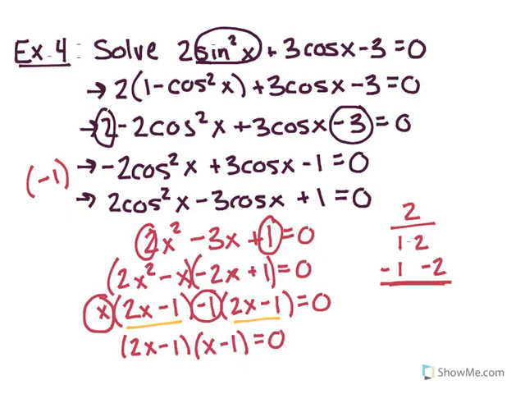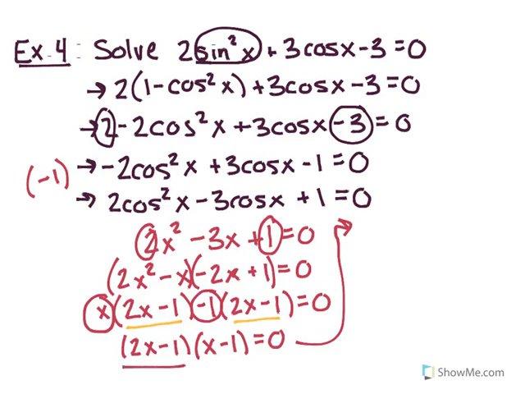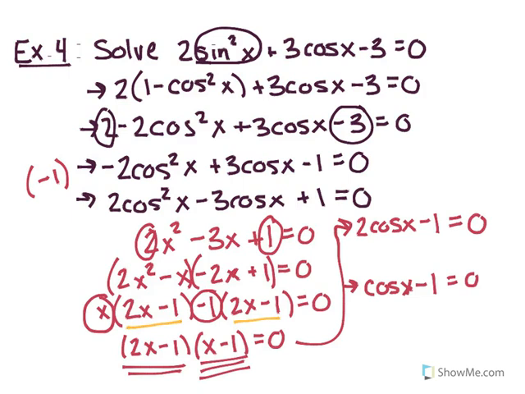So we have to go back and replace these with a cosine. So we're going to come back up here, and the first binomial, this 2x minus 1, is 2 cosine x minus 1. Okay? We need to set that equal to 0. That's going to be the first part that we solve. The other part is going to be cosine x minus 1, and that's coming from this second binomial.